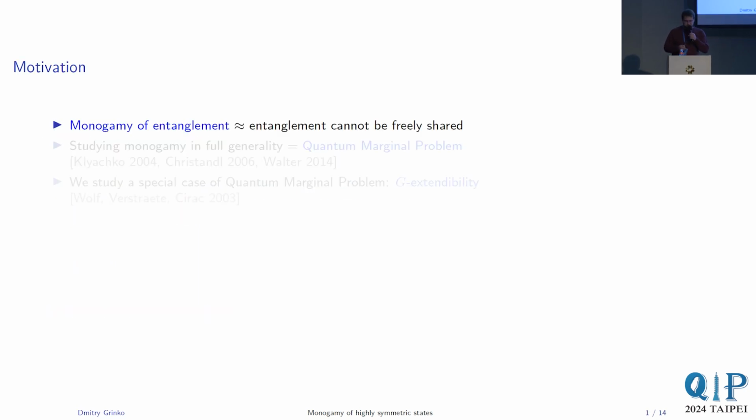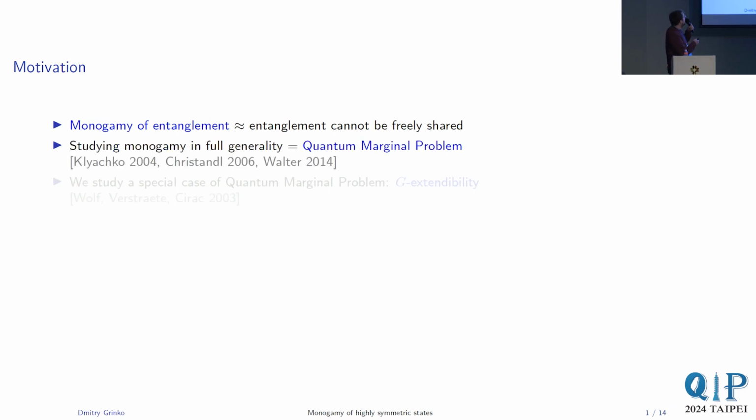Okay, so what is monogamy? Monogamy is a rather broad concept, and for the purposes of this talk, I will understand it as a property of entanglement, which says that the entanglement cannot be freely shared. So monogamy has different incarnations in quantum theory, and I would say that the most general form of studying monogamy is actually the so-called quantum marginal problem. It's a notoriously difficult problem.